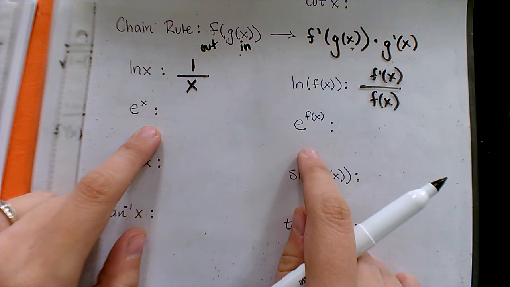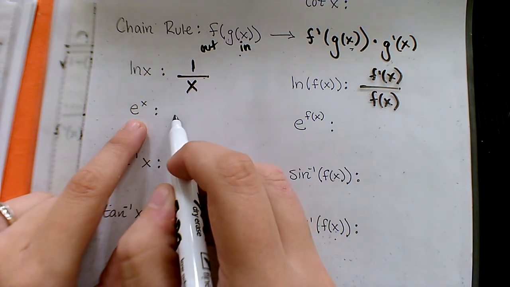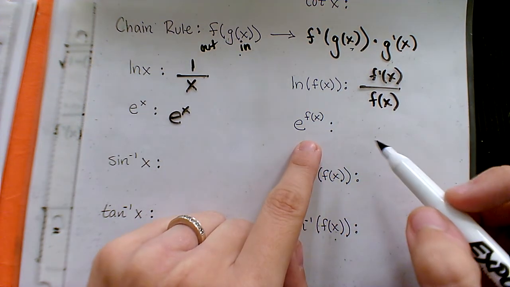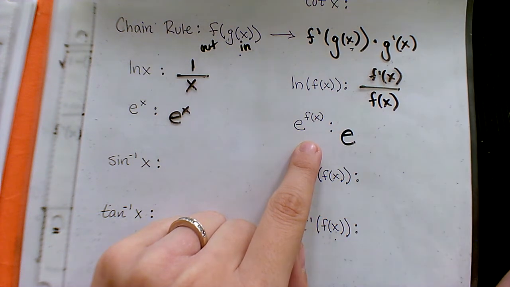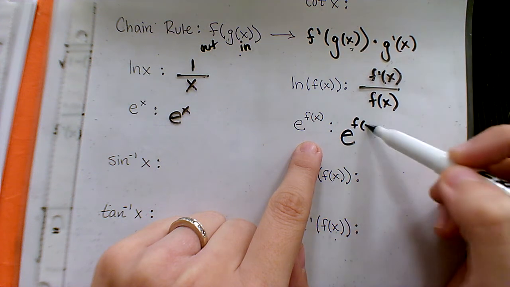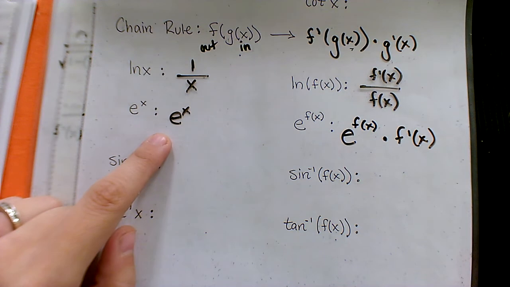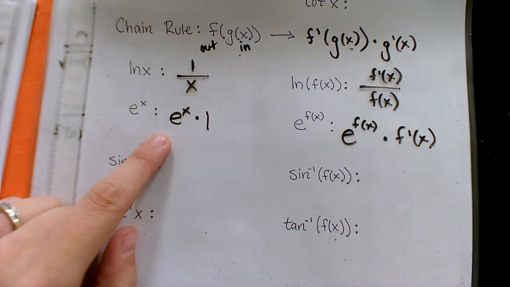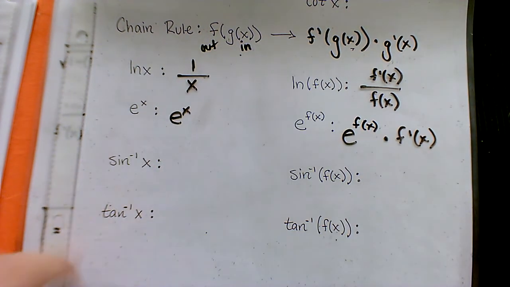All right, what about the exponentials? The derivative of e to the x? E to the x. What about the derivative of e to a function, something other than x? E to the f of x times f prime, okay? The basic one is actually the same concept. You'd have e to the x times the derivative of x, which is just 1. So times 1 really doesn't mean anything. That's why we don't write it, okay?